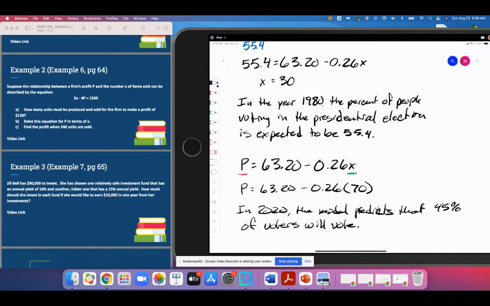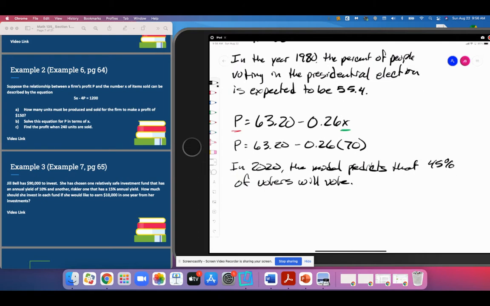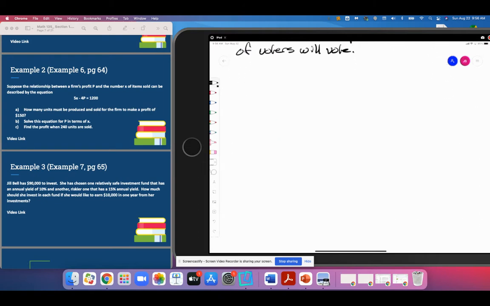Okay, coming back with example 2. We're going to go ahead and move on with our lives here, folks. Example 2, we have: suppose the relationship between a firm's profit and the number x of items sold can be described by the equation 5x minus 4p equals 1200. And x is going to represent the number of items and p is going to represent the profit.